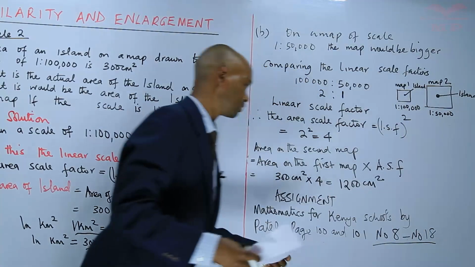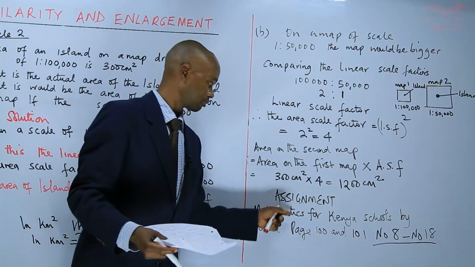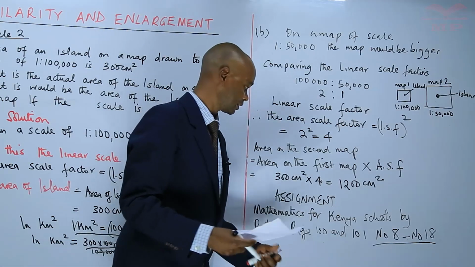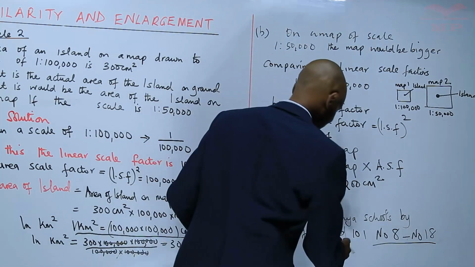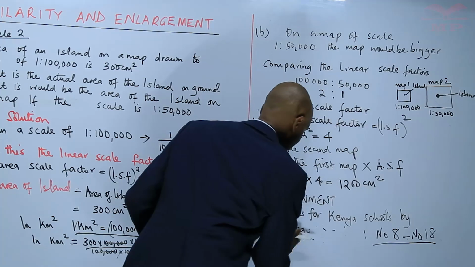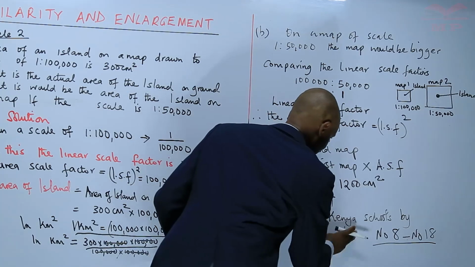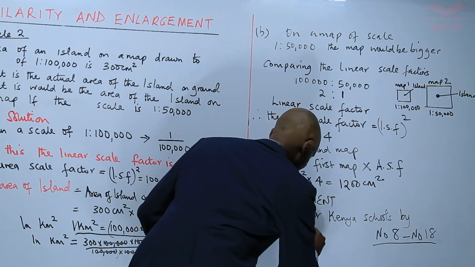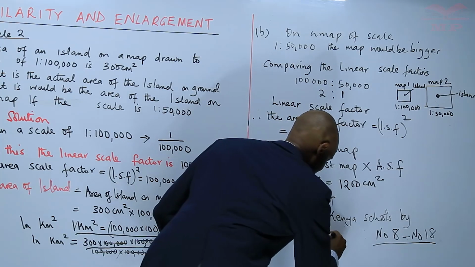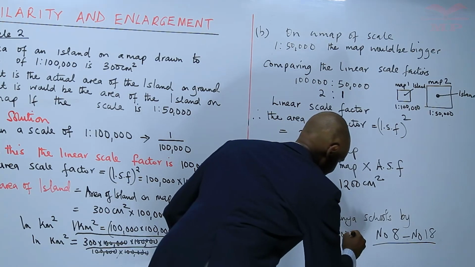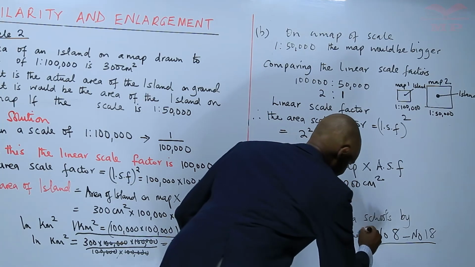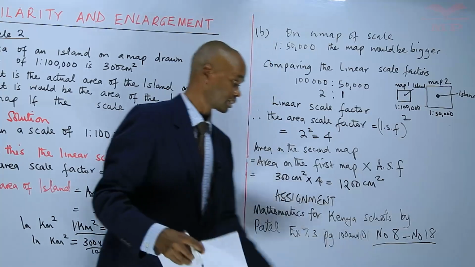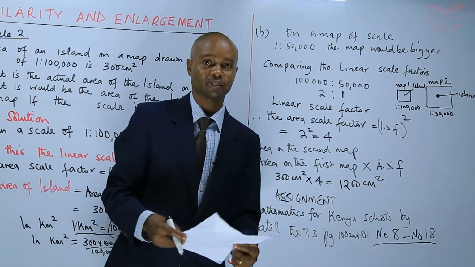The assignment, learner, is from Mathematics for Kenya Schools by Patel, Exercise 7.3, pages 100 and 101, numbers 8 to 18.